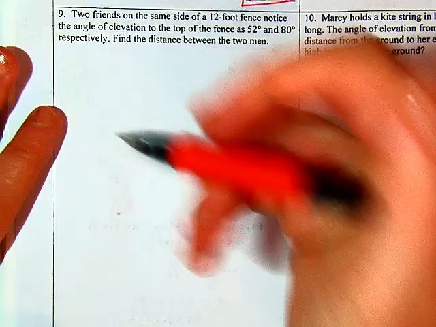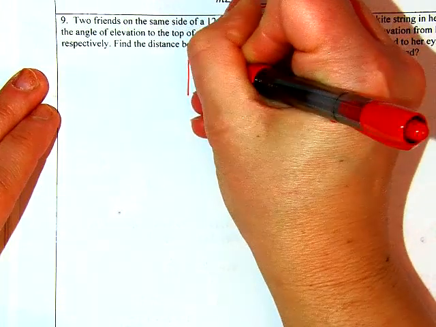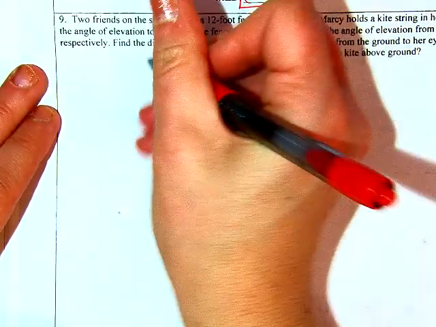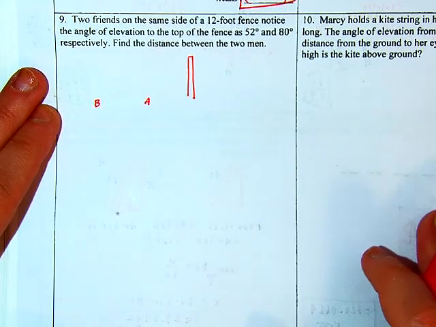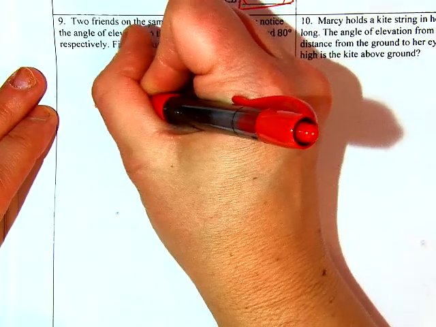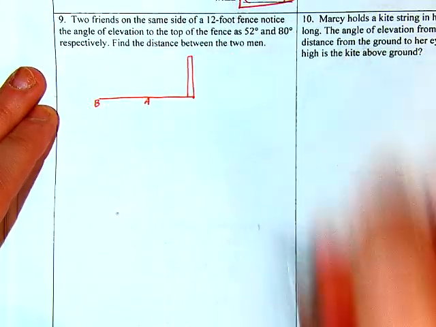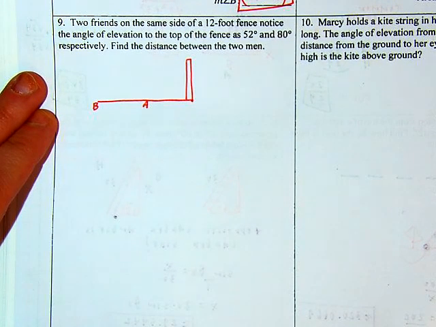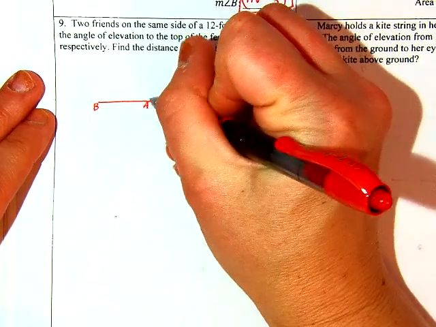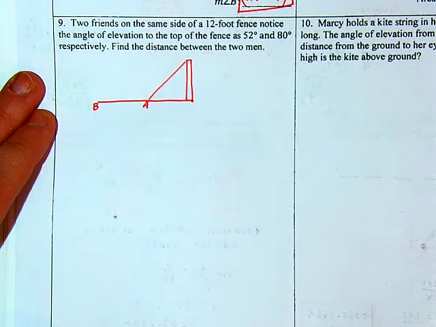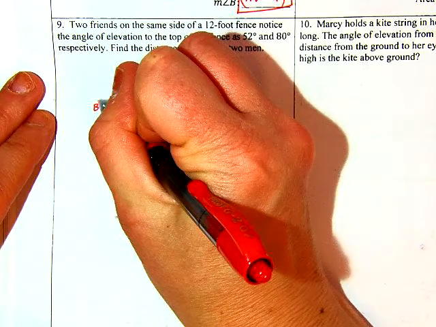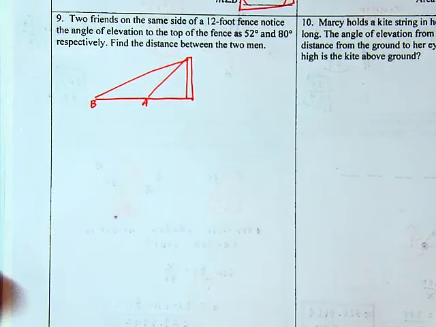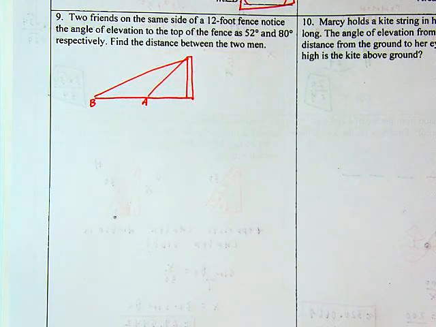So let's say that I put my fence right over here. And I put the first friend, let's put him here, and the second one here. Doesn't matter who I call A and B. Here's the horizontal distance for both of them to the fence. And we're told angle of elevation. So if friend A is looking to the top of the fence, that is friend A's angle of elevation. And for B, same thing. All right, so here's my bones of the problem.